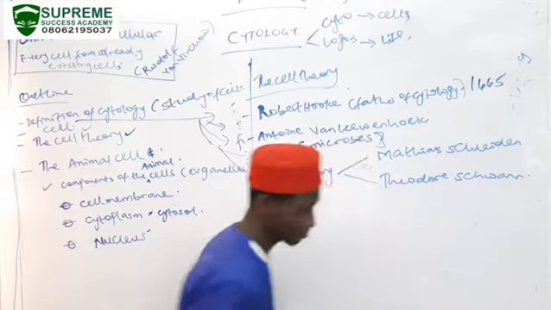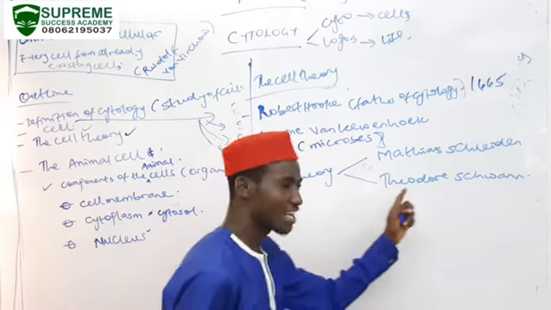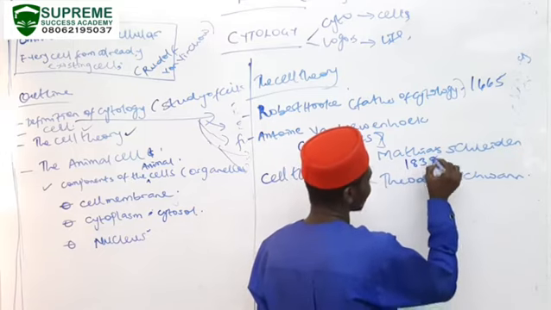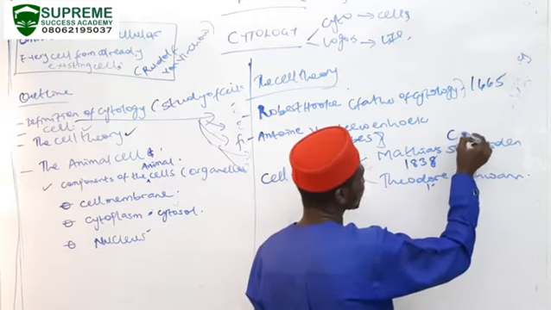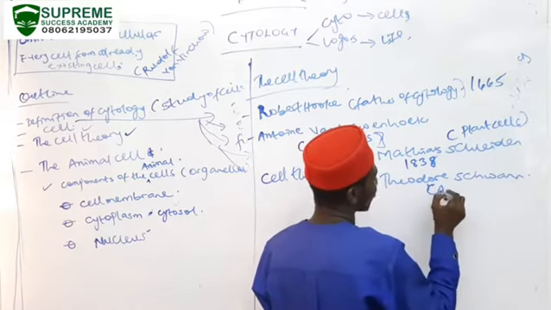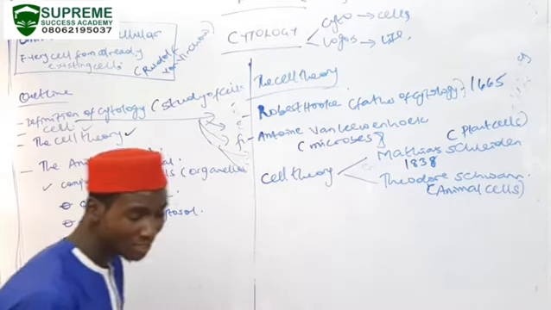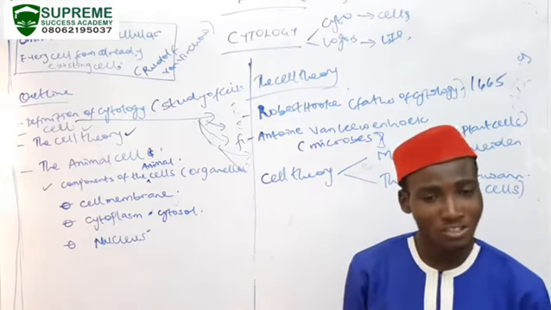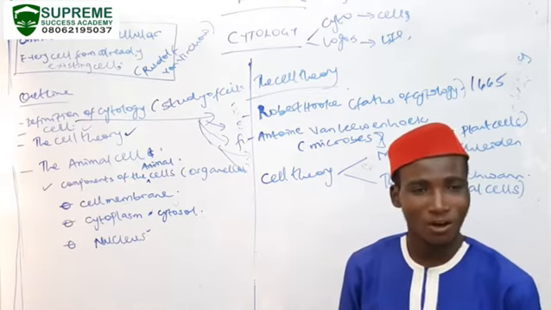Two main scientists contributed to the development of the cell theory: Matthias Schleiden and Theodor Schwann. One in 1838, the other in 1839. Matthias Schleiden worked on plant cells, while Theodor Schwann worked on animal cells. So these two scientists came together to give us a concrete set of theories that can help us to understand the way cells tend to behave, or the characteristics of cells.